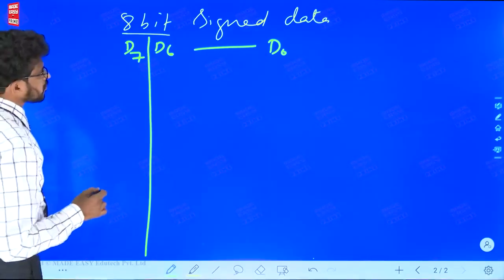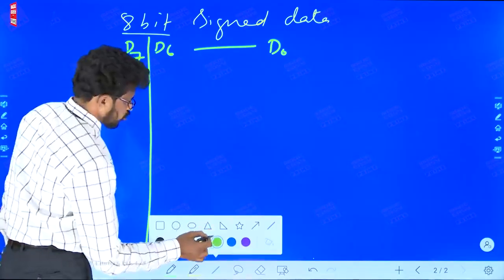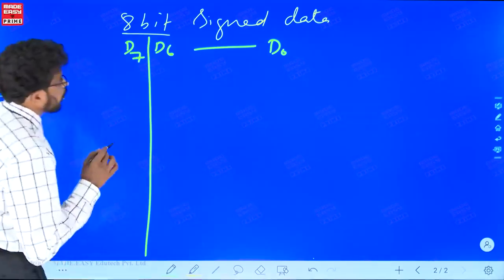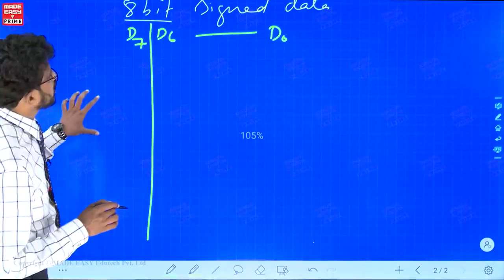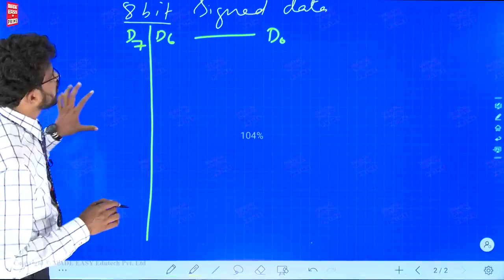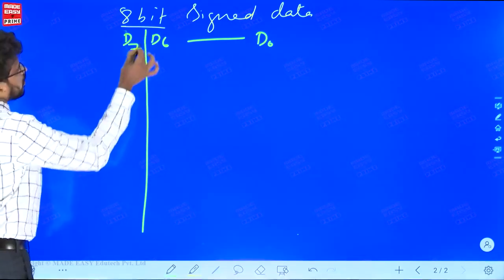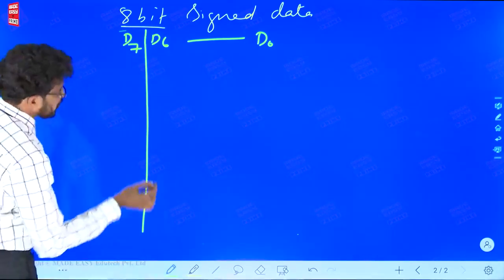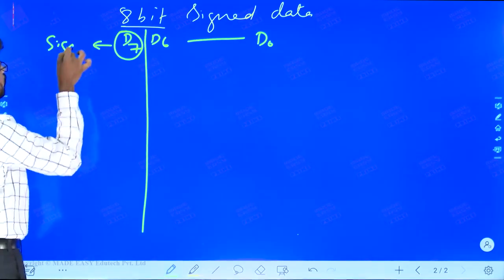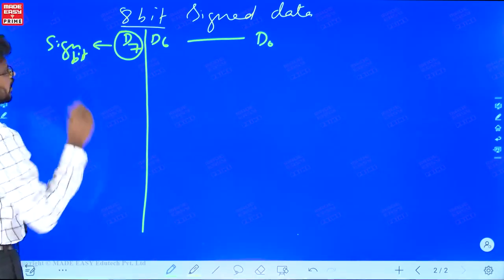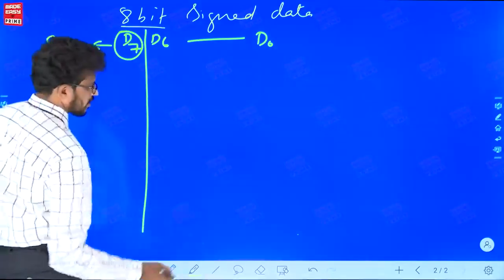Fine. So observe carefully. There are a few important things to be noted down here. How to interpret this data? Okay, this is 8-bit signed data. If this bit is the sign bit, I am taking this bit as the sign bit. If this bit is 0, it indicates a positive value. If this bit is 1, this indicates a negative value.